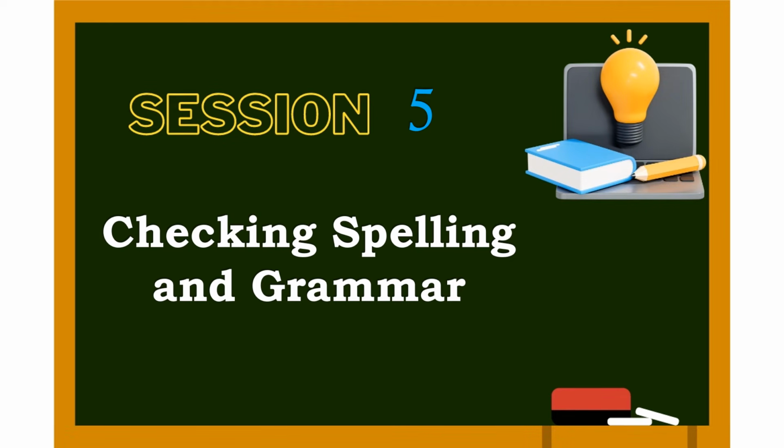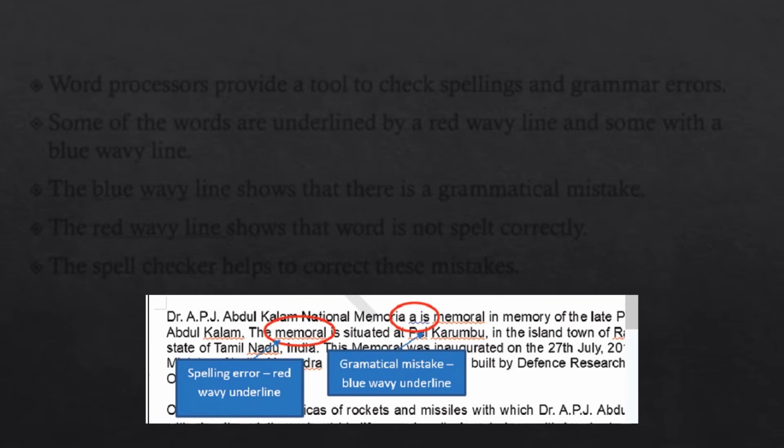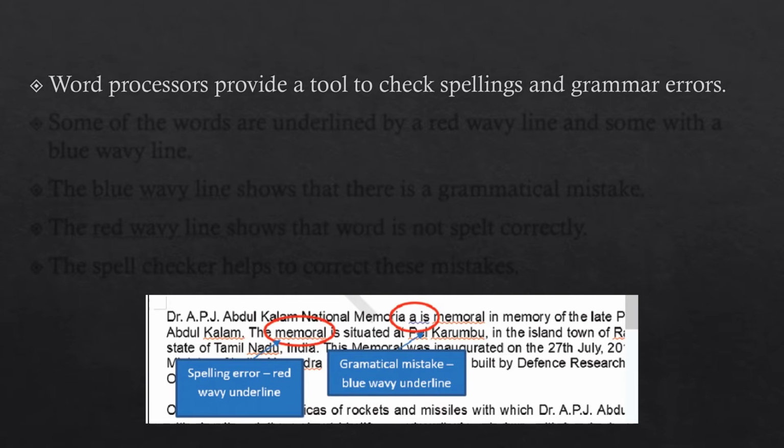Now let us proceed to session 5, checking spelling and grammar. In the beginning, we discussed that if we are writing a document manually by hand, then we will have to check spelling and grammar errors by ourselves. But if we are using a word processor for writing a document, then it will provide us a tool which can help us to check spelling and grammar errors.